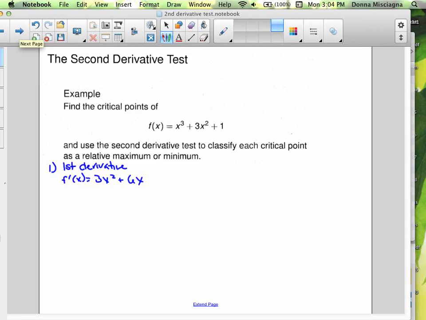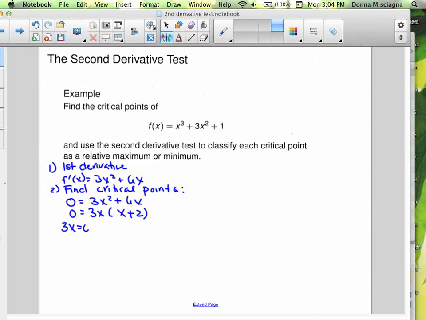Now we set that equal to 0, so we're going to find the critical points. It's defined everywhere, so we're just looking for where the first derivative is 0. So 0 equals 3x squared plus 6x. Let's factor out a greatest common factor, the 3x, and we're left with x plus 2. So if 3x is 0, x is 0. If x plus 2 is 0, x is negative 2.